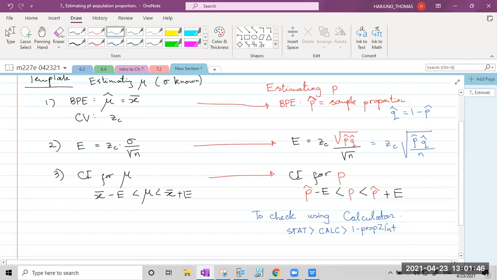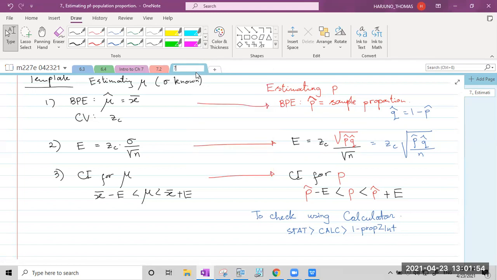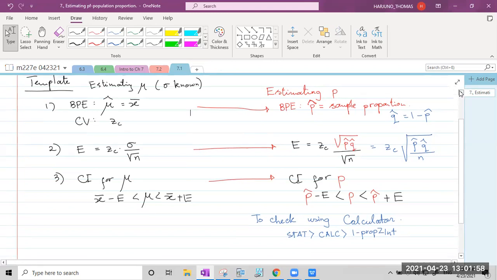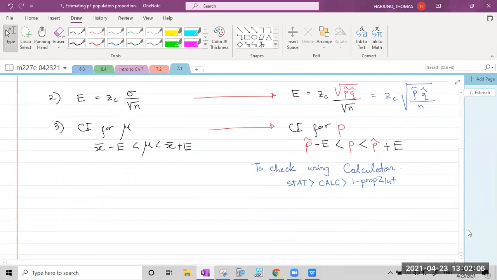I just try to show you that there's nothing really new in this 7.1, except that the x bar becomes p hat. Now let me do one problem and then I go home. I'm at home right now and then I log off.